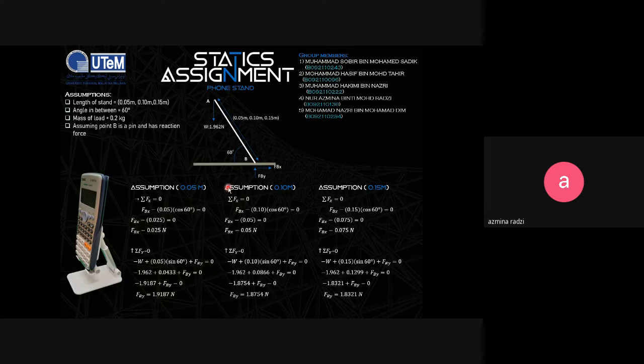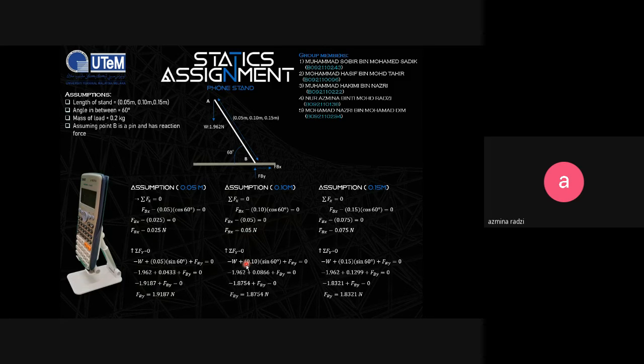Okay, for my part, I will explain about the assumption of 0.10 meter. In this assumption, we just change the length of stand. So total force on the x-axis equals 0. Reaction force at point B on the x-axis minus FBA, which is 0.10 multiplied by cos 60 degrees, equals 0. Then we get negative 0.05 equals 0. So the reaction force FB on the x-axis is 0.05 Newton.